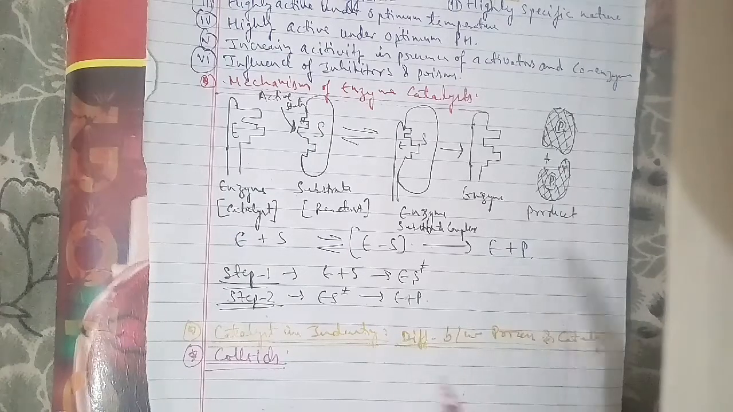Classification of colloids. Colloids are classified on the basis of the following criteria. First is the physical state of the dispersed phase and dispersion medium. Second is the nature of the interaction between the dispersed phase and the dispersion medium. Third is the type of particles of the dispersed phase. So going ahead, first we have the classification based on the physical state of the dispersed phase and the dispersion medium, which is important here.